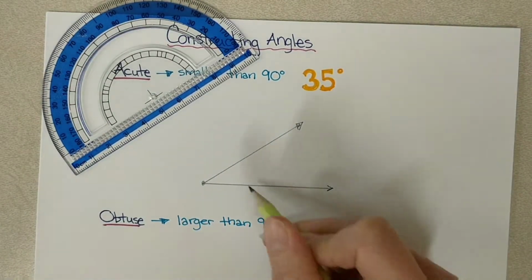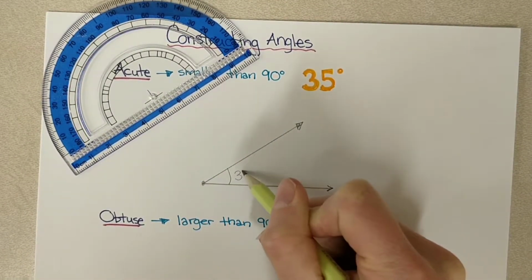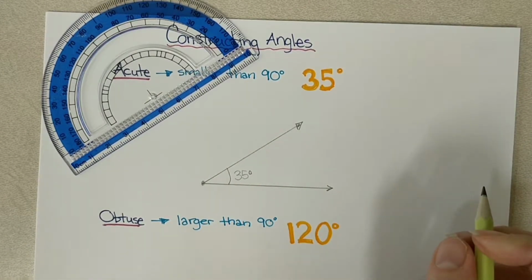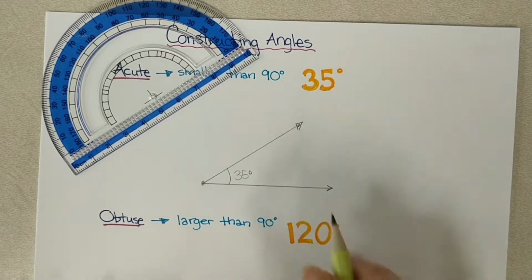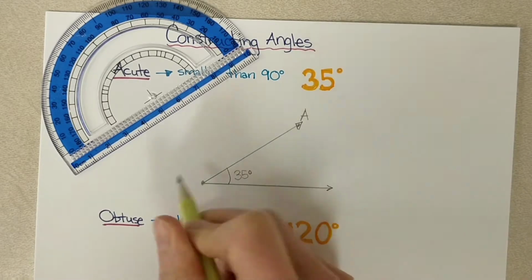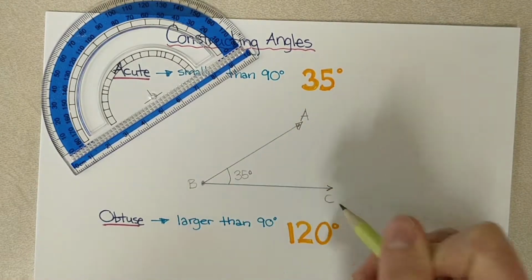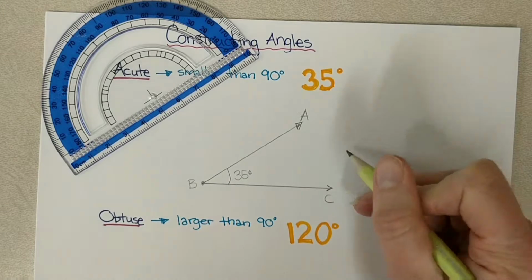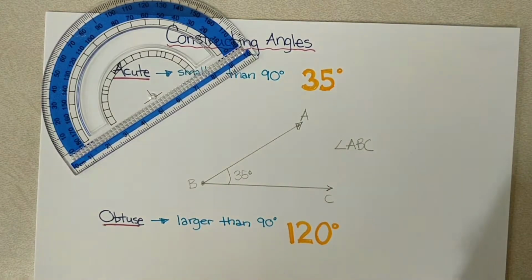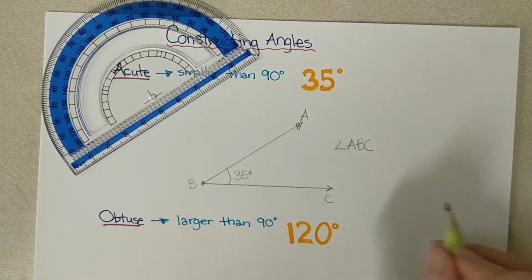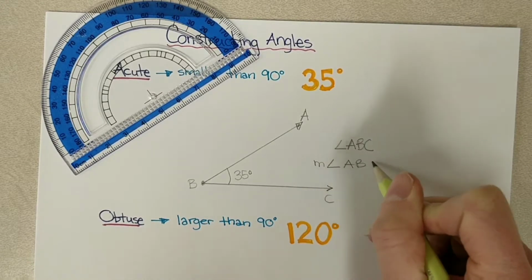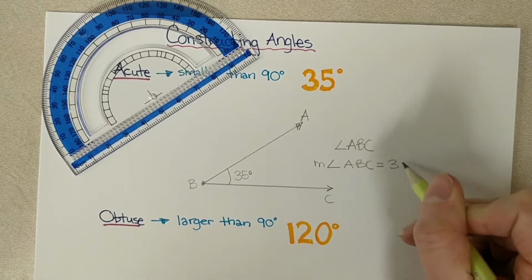Okay, so the angle I've just drawn is a 35-degree angle, which is acute. And it's a good idea to start labeling your angles right from the get-go. So this angle, we're going to label it A, B, C. So if we're talking about this angle, we can refer to it as angle ABC. Okay? And we can say that the measure of angle ABC is 35 degrees.